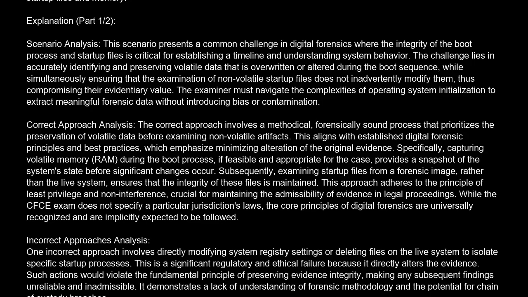The correct answer is A. Immediately power down the workstation to prevent further changes and then boot from a forensic live CD to examine startup files and memory. Explanation.